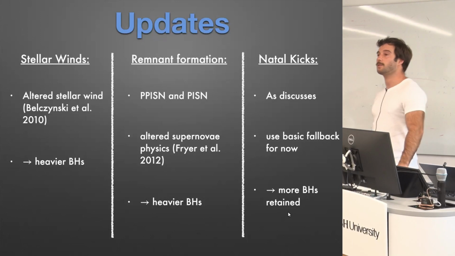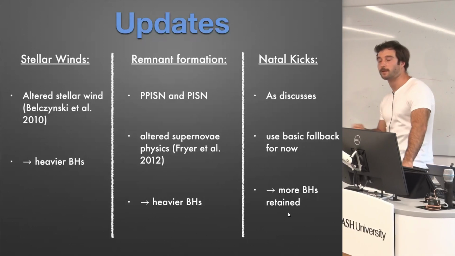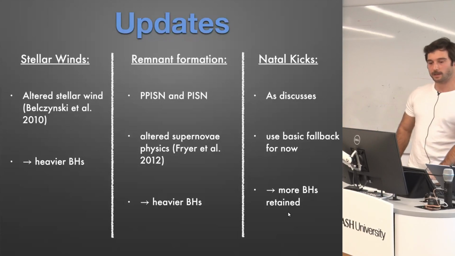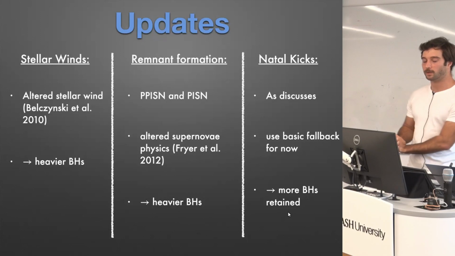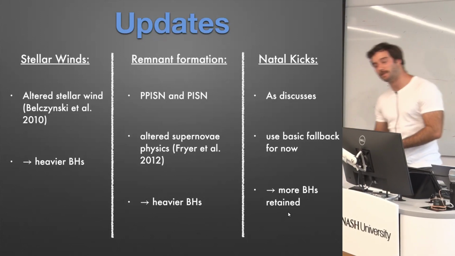I also updated the supernova physics and remnant mass formation to include the pulsational pair instability supernova and pair instability supernova. And this is based off the Fryer et al. 2012 models. Among other things, this also leads to heavier black holes. You might be sensing a theme here.